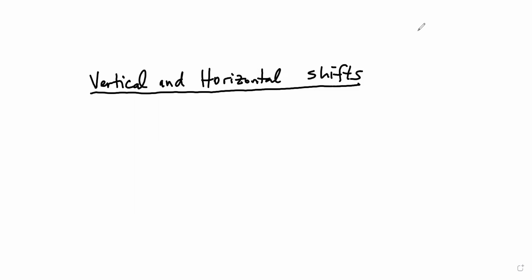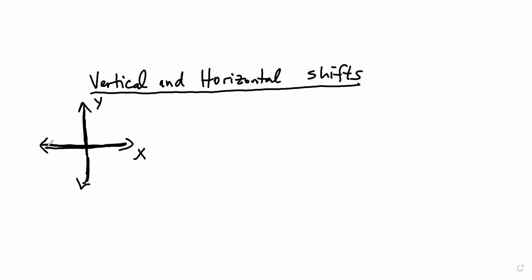Okay, so I'm going to talk about vertical and horizontal shifts in this video. Vertical refers to the y direction. If we have a coordinate system, this is x, y. So vertical is this direction and horizontal is this direction. Whenever we are talking about vertical, we always refer to the y values, and whenever we're talking about horizontal, we're referring to the x values.